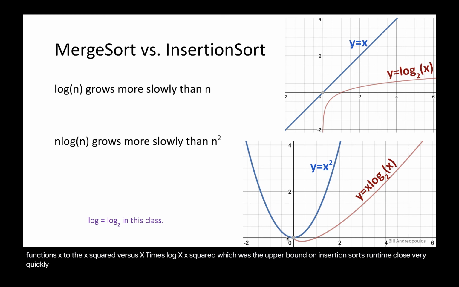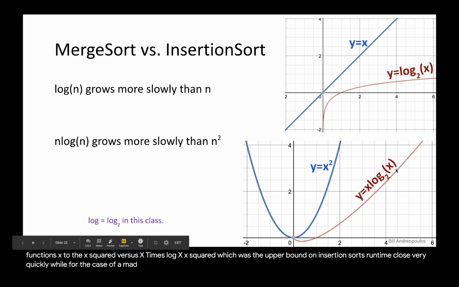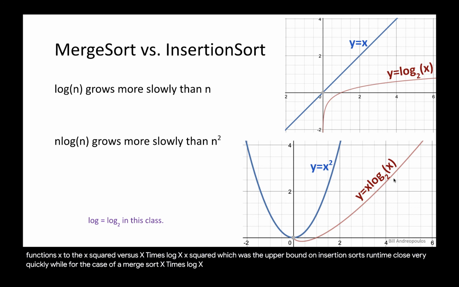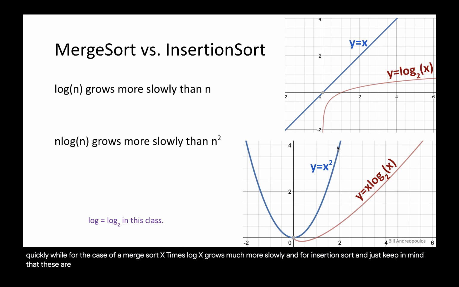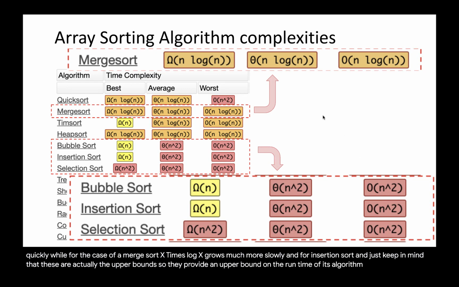And you can see that for insertion sort it grows very quickly, while in the case of merge sort, x times log x grows much more slowly. And just keep in mind that these are actually upper bounds, so they provide an upper bound on the runtime of each algorithm.